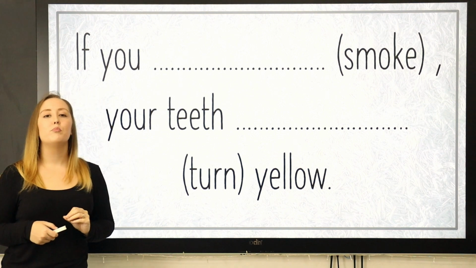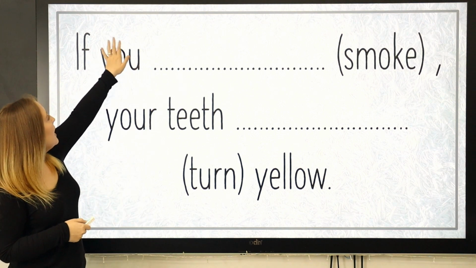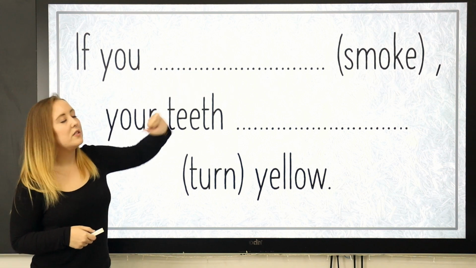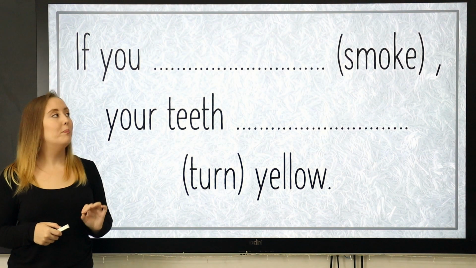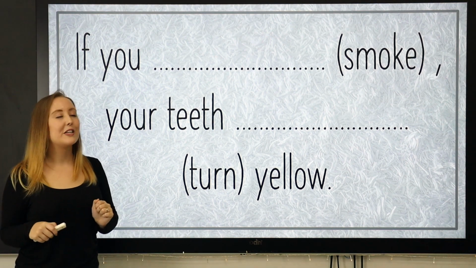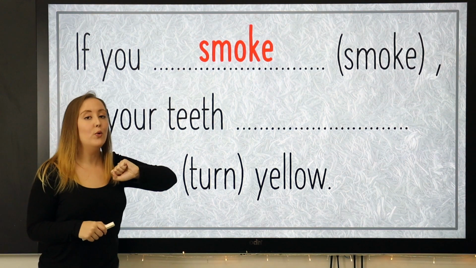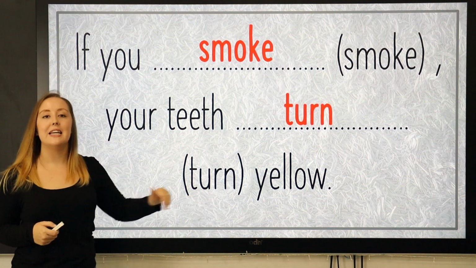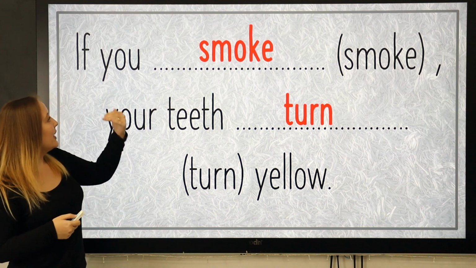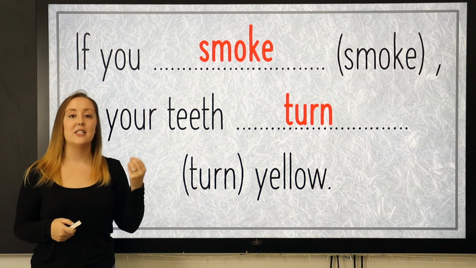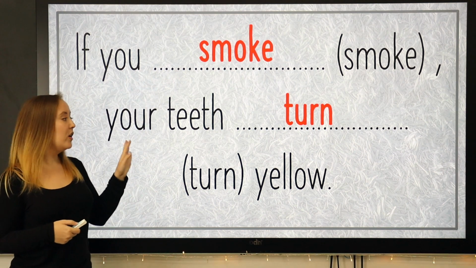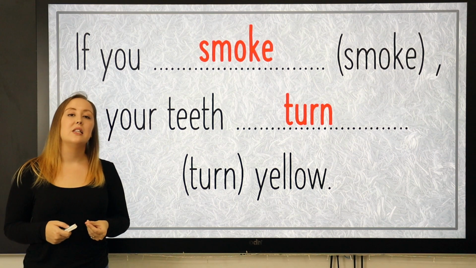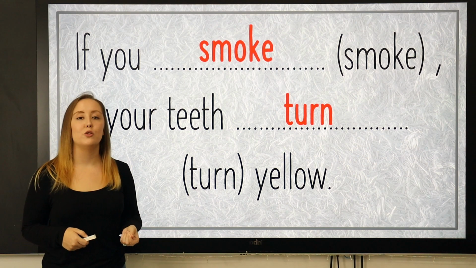So we know we're using present simple. So we have the personal pronoun you here. So what word is missing here? What form of the verb? Good job. If you smoke, your teeth turn yellow. Okay? So again, this is factual. This is true. If you smoke, your teeth turn a yellow color. So we use the zero conditional because it's 100%.